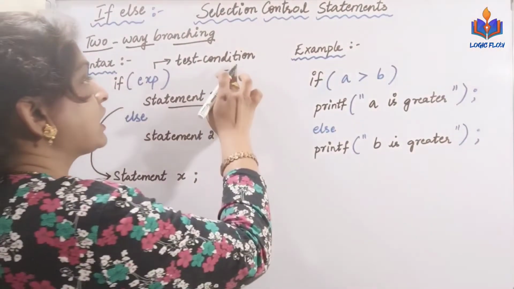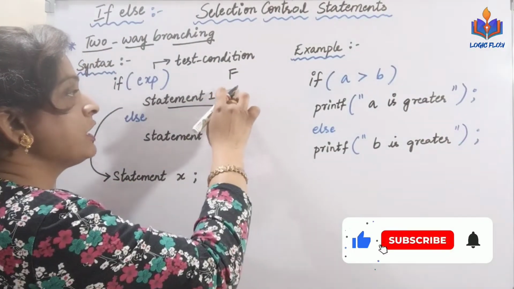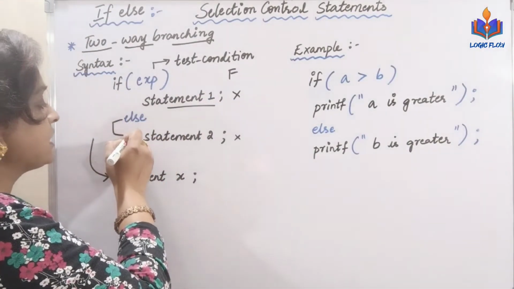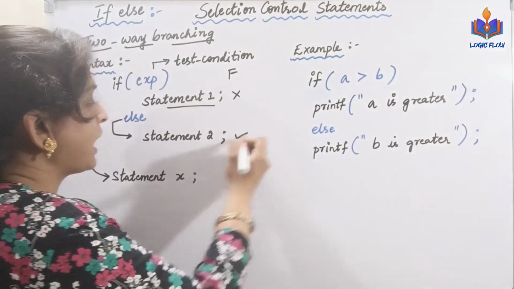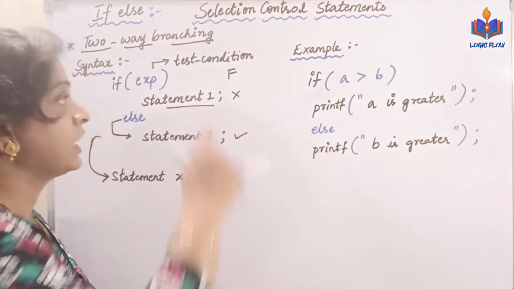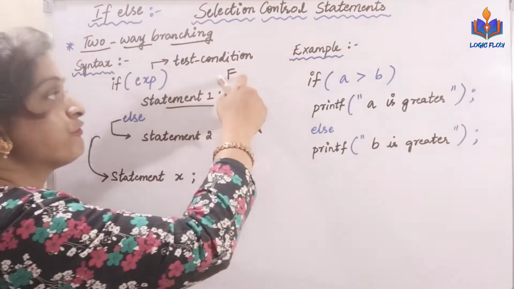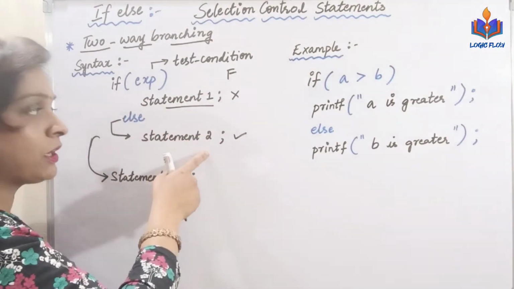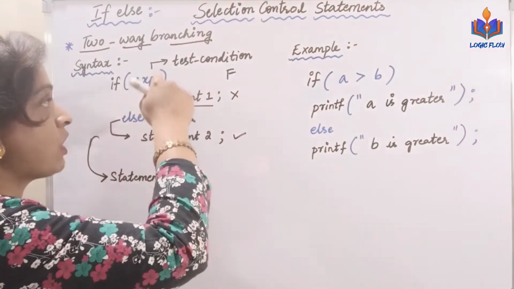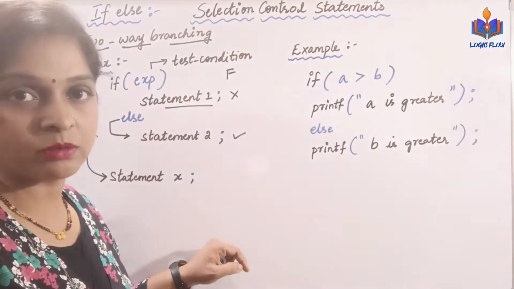But if the condition evaluates as false, then statement 1 will be skipped, control goes to the else statement, which gets executed, and then the next statement, statement X, gets executed. If true, statement 1 gets executed, control to statement X. If false, statement 2, the else part, gets executed and control goes to statement X. So based on the condition, we will execute either statement 1 or statement 2.